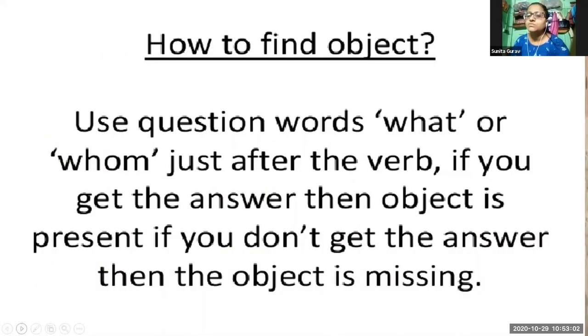Next, how to find the object. Use question words what or whom just after the verb. If you get the answer, then the object is present. If you don't get the answer, then the object is missing. You have to use the question words what or whom just after the verb. You have to ask the question to that particular sentence, children.